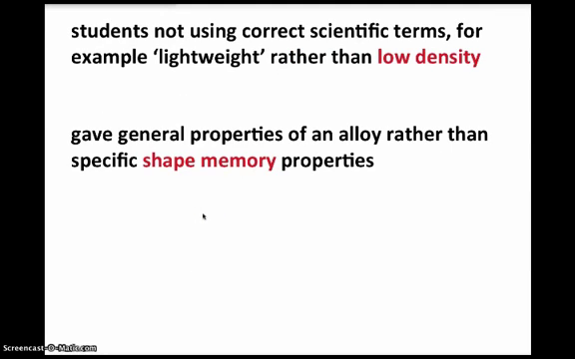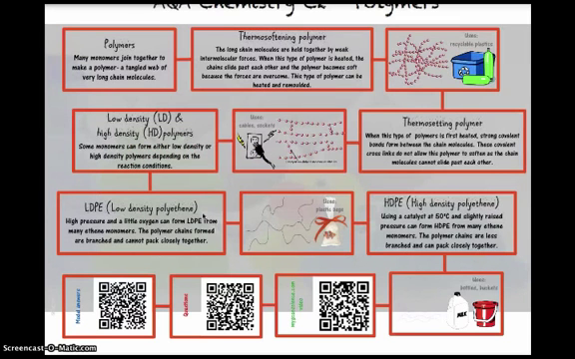You've got to really think about the language you use as well. Things aren't lightweight. We're talking about density, low density. And if you're talking about properties of shape memory alloys, for example, make sure they are specific to that shape memory alloy, not just the properties of an alloy in general.